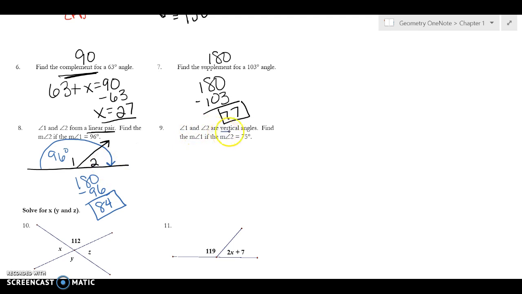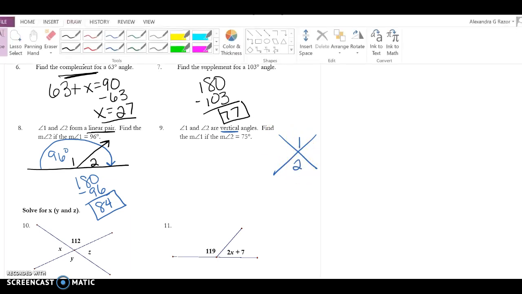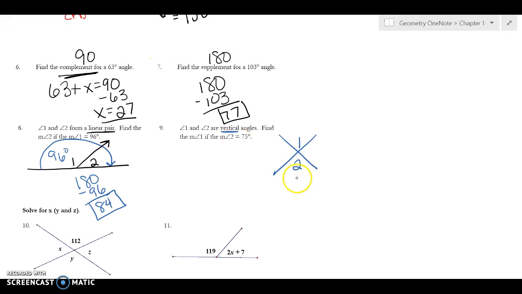For number 9, it says vertical angles. And again, vertical is top and bottom, left and right. So I'm going to say the top and bottom. And now it says angle 2 is 75. Well, if the bottom's 75, then the top is 75. So that's the answer there.